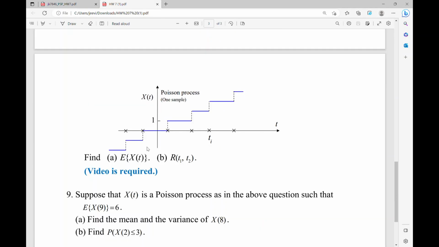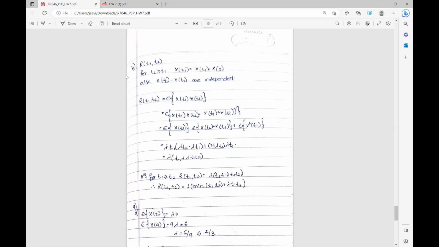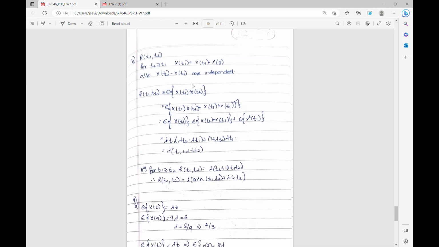In the second part of the 8th question, we were asked to calculate the value of R(t1, t2). Now let's look at solving that. That is, R(t1, t2). For t2 greater than or equal to t1, we know that x(t1) is equal to x(t1) minus x(0). Also it is given that x(t2) minus x(t1) are independent.